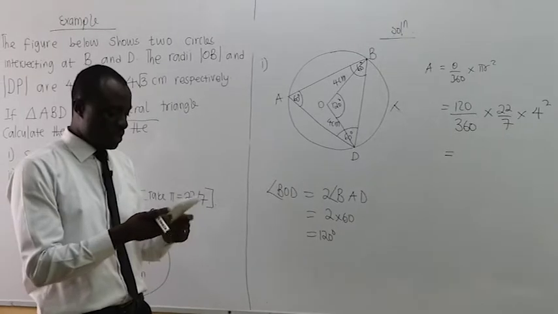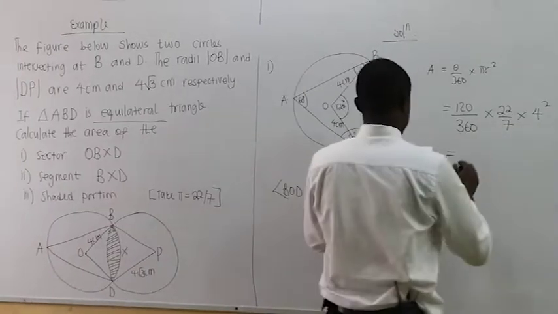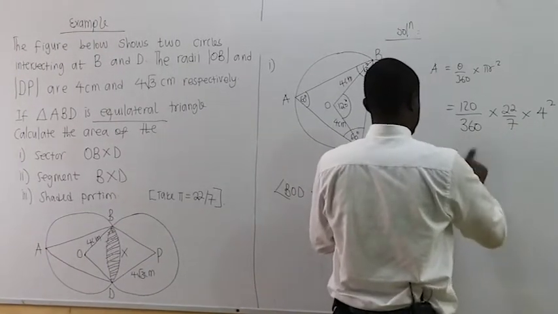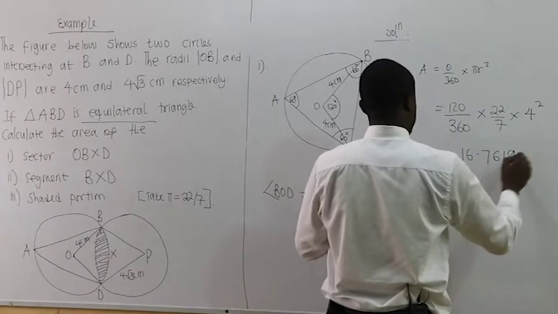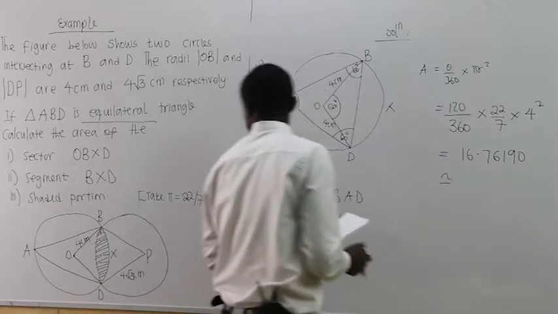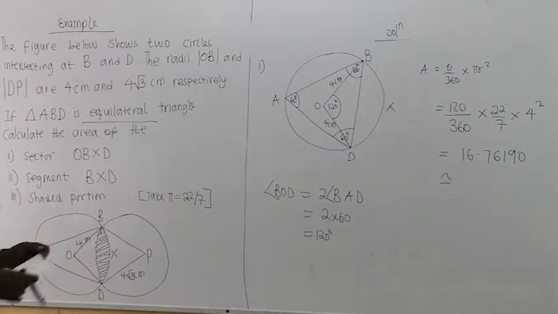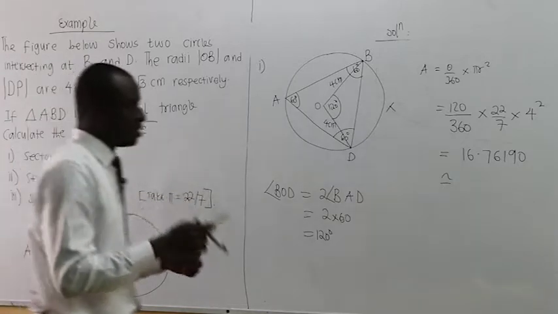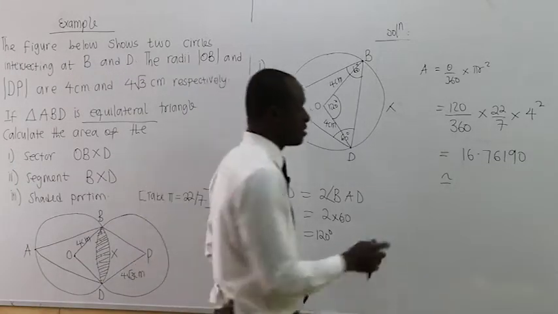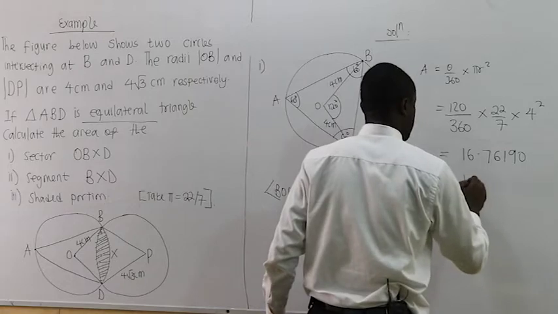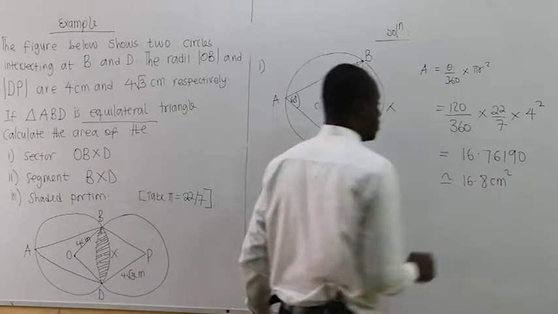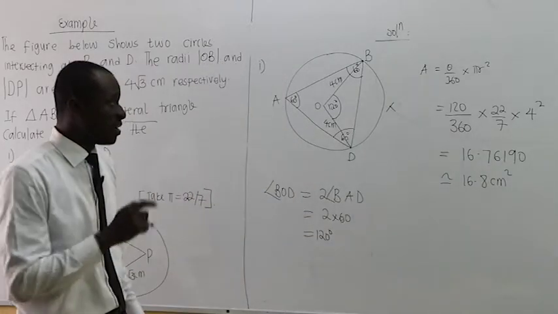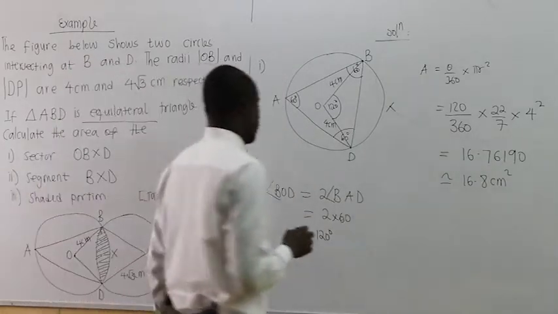When we punch this on a calculator, we are getting 16.76190. Now, the question says, are we giving the approximation? No, we're not giving approximation. Now, let's leave it to 3 significant figures: first, second, third. So that is 16.8 centimeters squared, because this 6 changes the 7 since it's 5 and above.